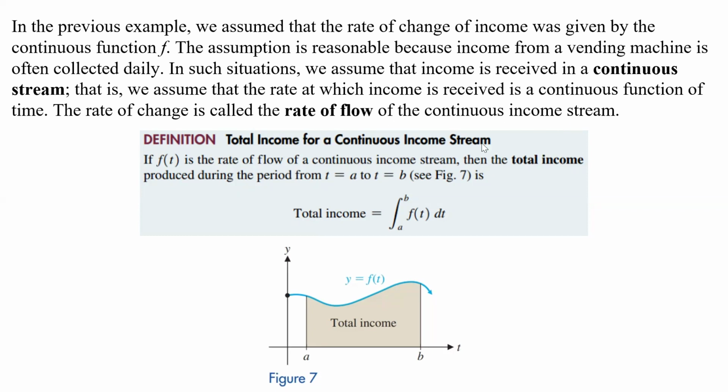So the rate of change is called the rate of flow of the continuous income stream. The total income for a continuous income stream: if our function is the rate of flow of a continuous income stream, then the total income produced during the period from t equals a to t equals b is just the integral from a to b of f of t dt. So we just have to do that integration and we can get our total income.